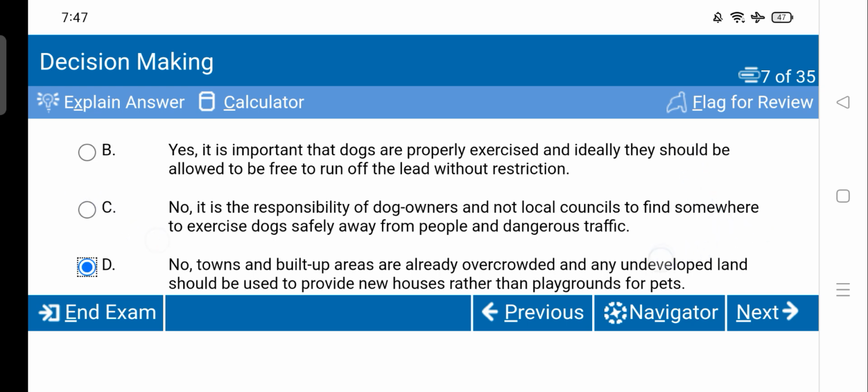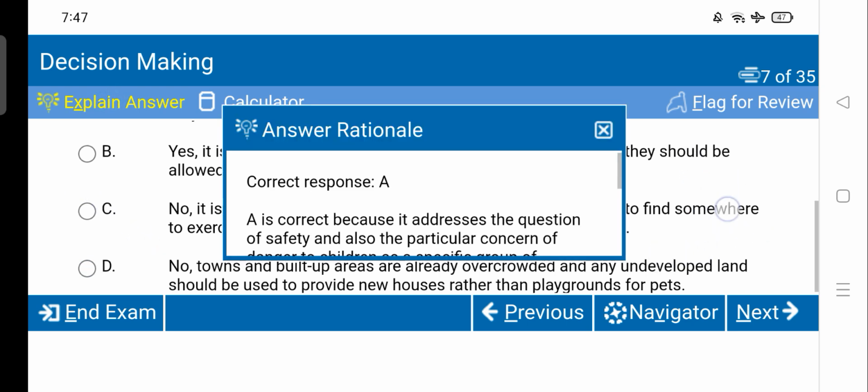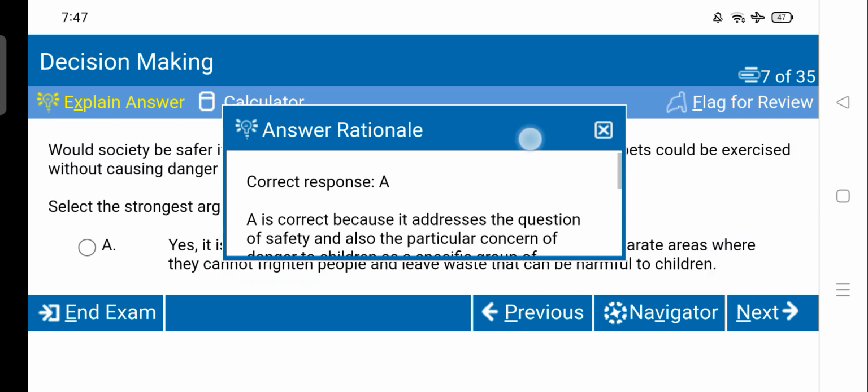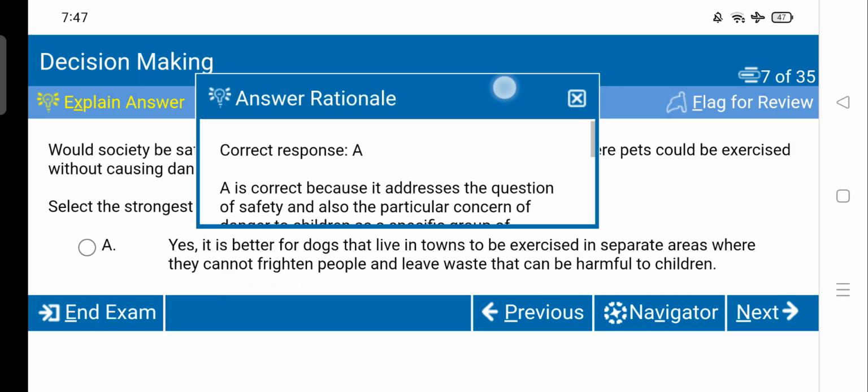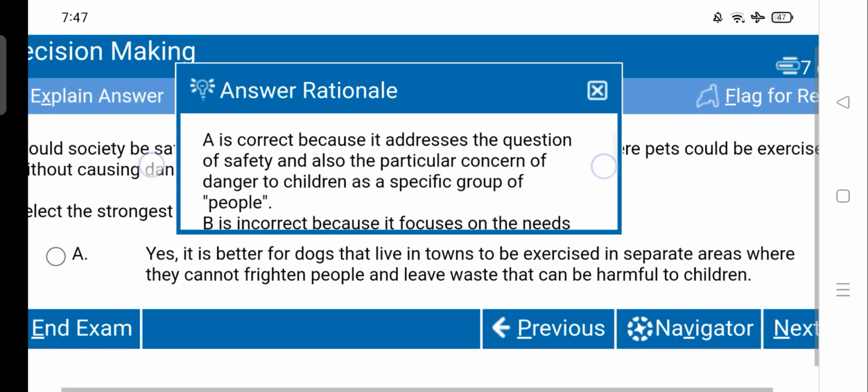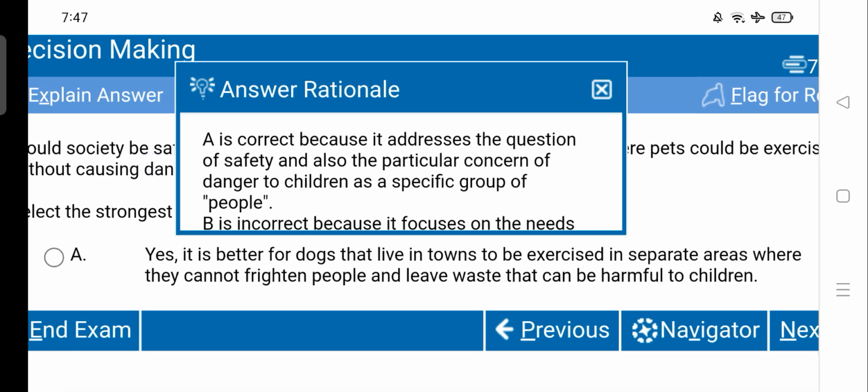So, option A is correct because it addresses the question of safety and also the particular concern of danger to children as a specific group of people.